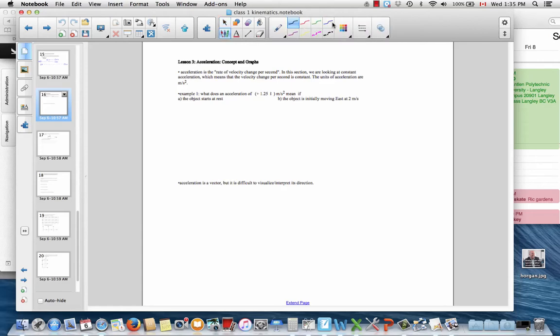Okay, so having studied and learned a little bit about the velocity ratio, let's consider the acceleration ratio. Now, with acceleration, the units are typically written as meter per second squared. So what would 1.25 meters per second squared mean? Does it mean we travel a meter each second squared? Well, a second squared doesn't really have any meaning, does it?